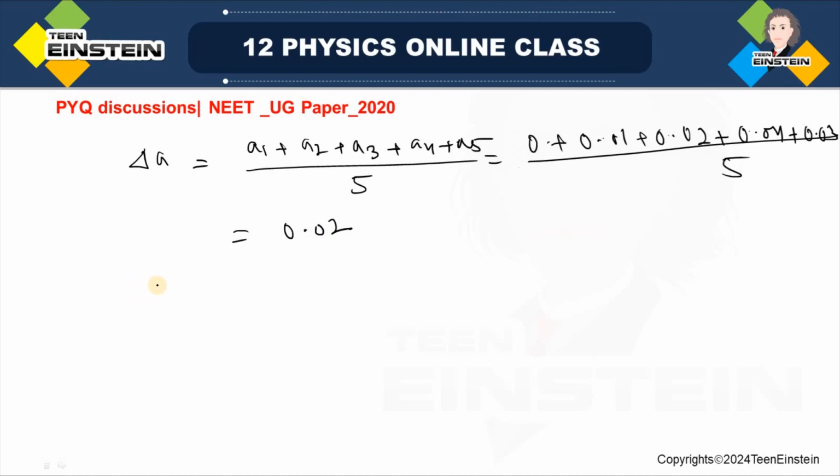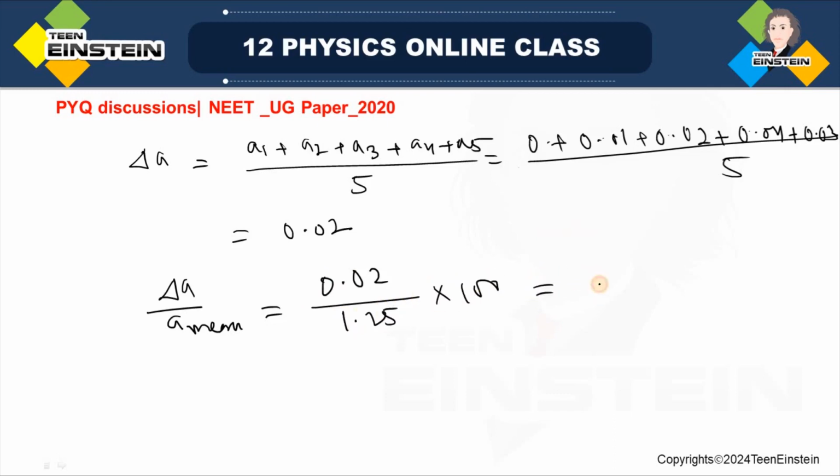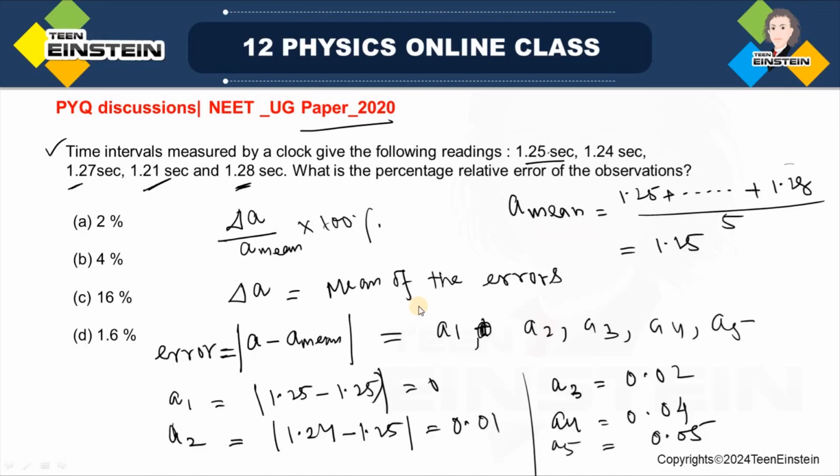Now you have to write down the relative percentage error, that is delta A divided by A mean. So that is 0.02 divided by 1.25 into 100. So this will give you 1.6%. You can just do the careful calculation, and you see here option D is going to be the correct answer for this question. Thank you.